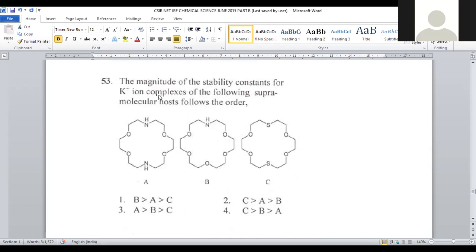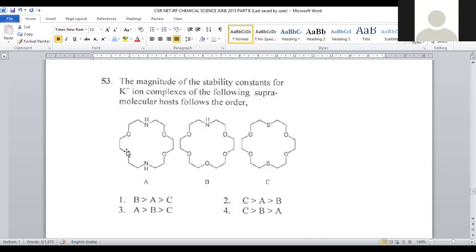What will be the affinity towards potassium? The higher the extent of interaction, the higher the stability constant. So it is obvious that K+ is electron deficient, so obviously it will bind with the more electronegative element.